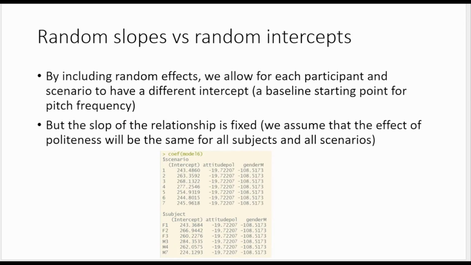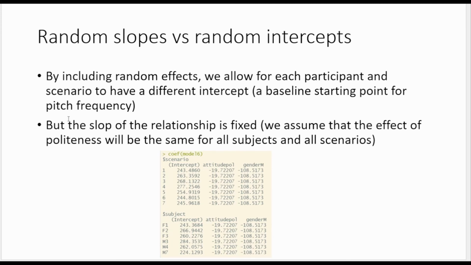But we can include a random slope so that the angle or the degree of each of those lines, per se, can differ by participant or by scenario, by mixed effect.